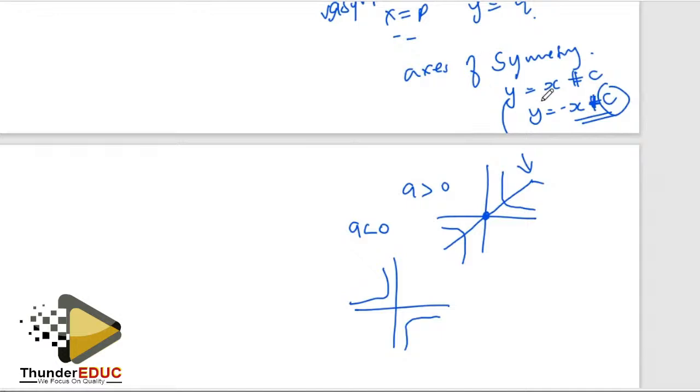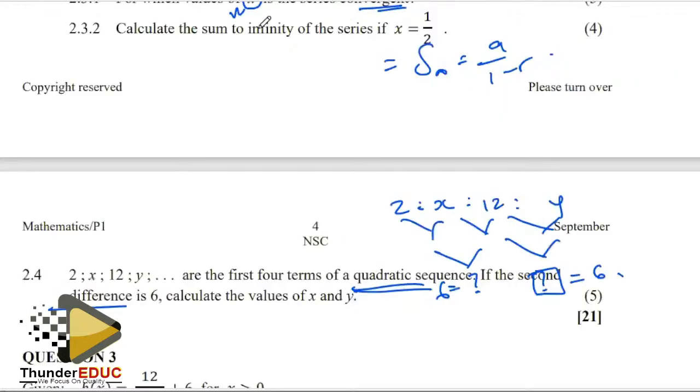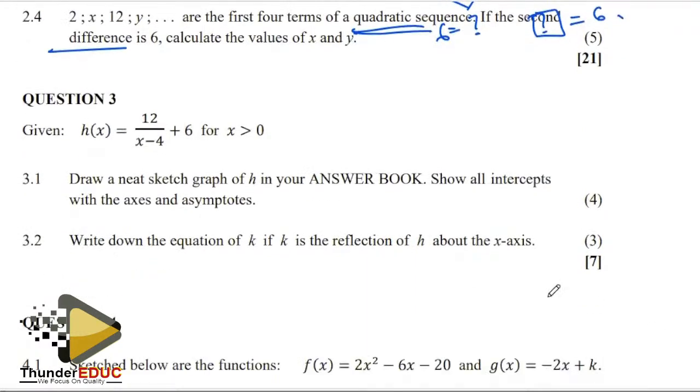And then remember, with the transformations that happen, let's look at a snip into these questions. There's question number 3, which is a hyperbola, so 12 over x minus 4 plus 6. So you can see that this is an asymptote, and then that is also an asymptote.